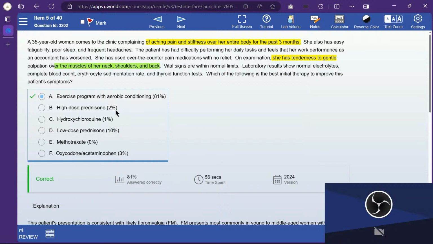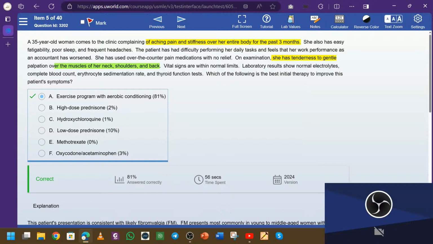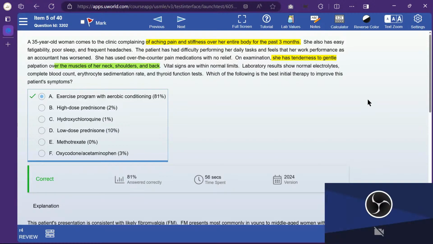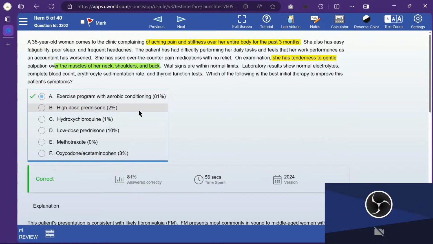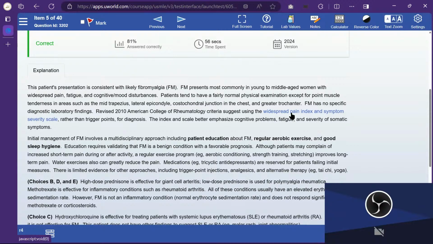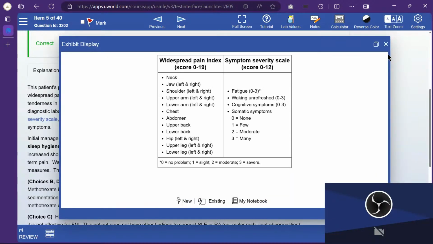Okay, question number 4. This patient, on examination, has tenderness to gentle palpation over her neck, shoulder, and back. Everywhere is pain, pain, pain. It may be fibromyalgia: exercise program and aerobic conditioning. Widespread pain index and symptom severity.